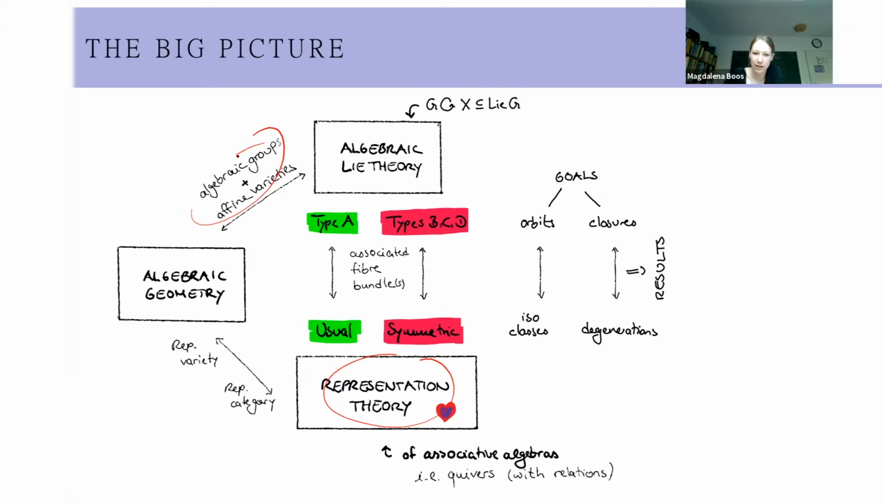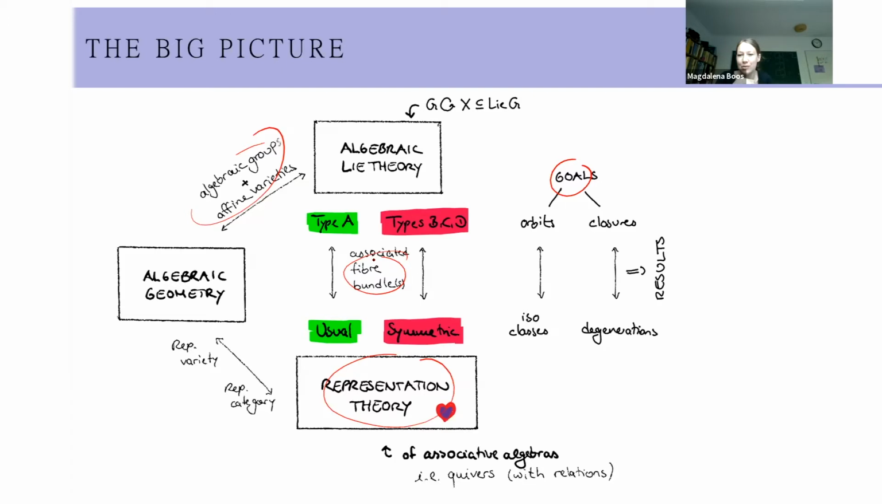But in particular, for our questions, we are interested in two goals. Our goals are: can we describe the orbits and the closures of the above? Something very simple, something very nice to know. And we are lucky because we are able to prove that in type A, we can find a translation via an associated fiber bundle to the usual representation theory of a quiver. This was what I did for a longer time.